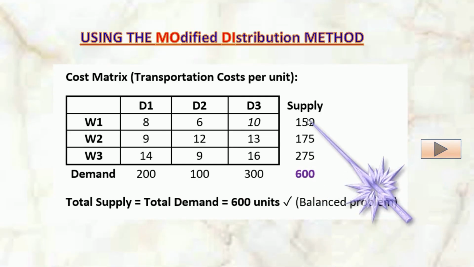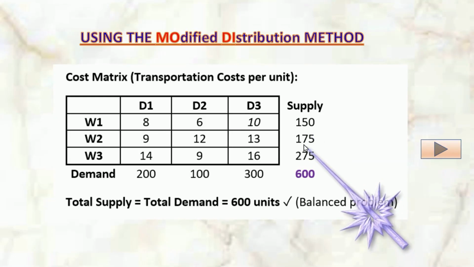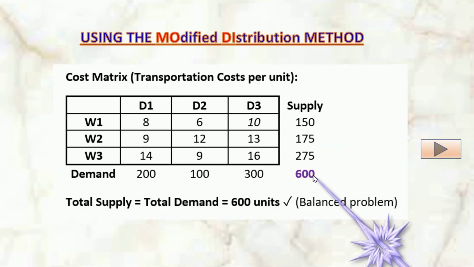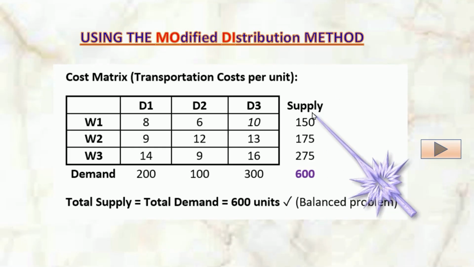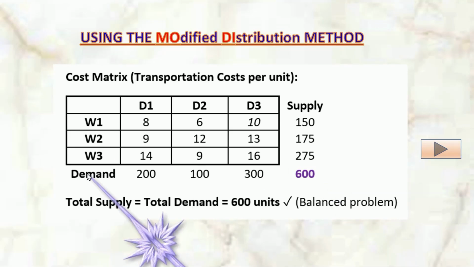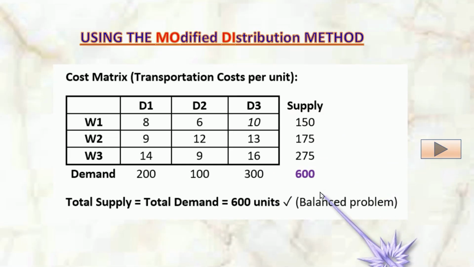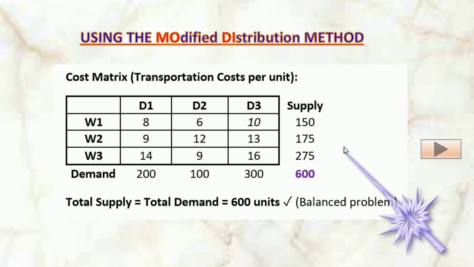If we add this together as well, 175 plus 275 gives us 450. Add it to 150, it will give us 600. So total supply is equal to total demand, which is 600 units. And this is what we call a balanced transportation problem. For the unbalanced type, where the supply exceeds the demand, or demand exceeds the supply, we'll treat that in another video. Now, in this case, let's see how to go about it.